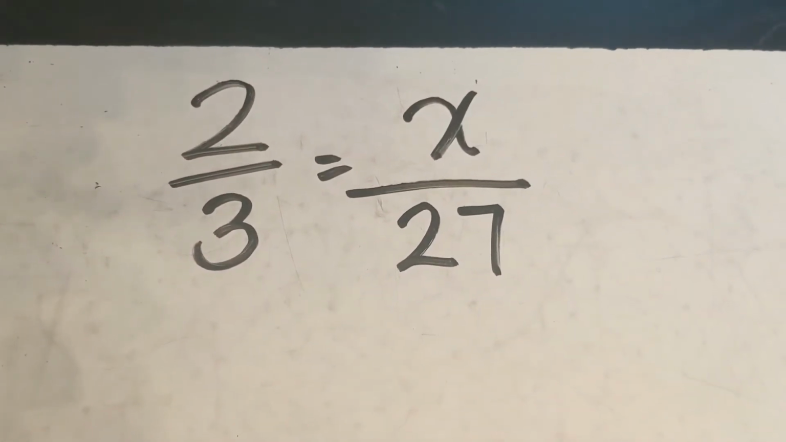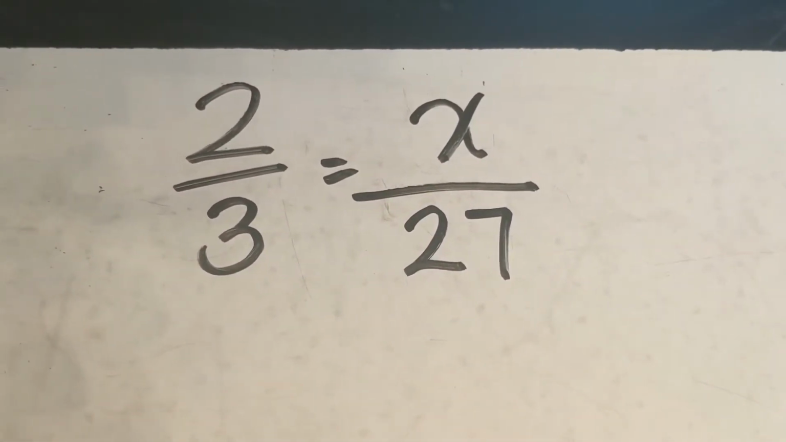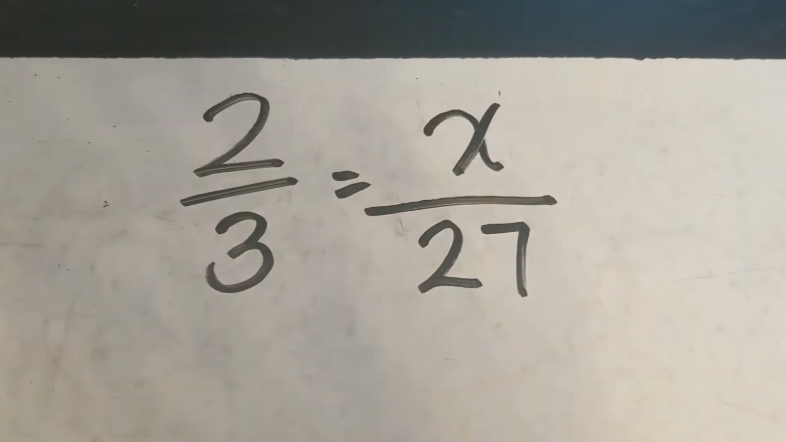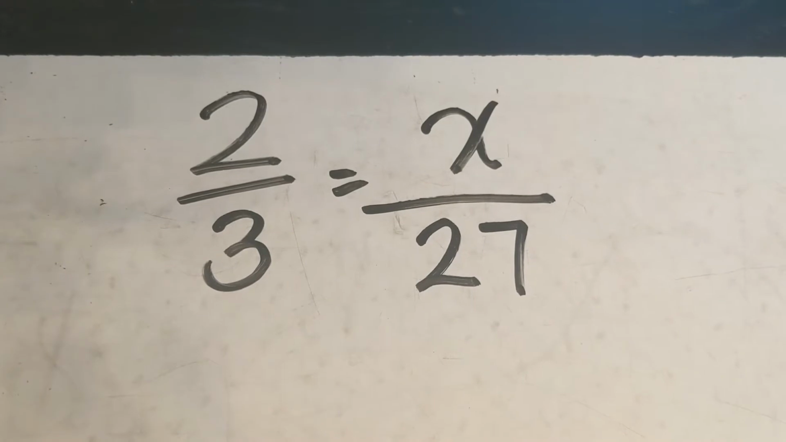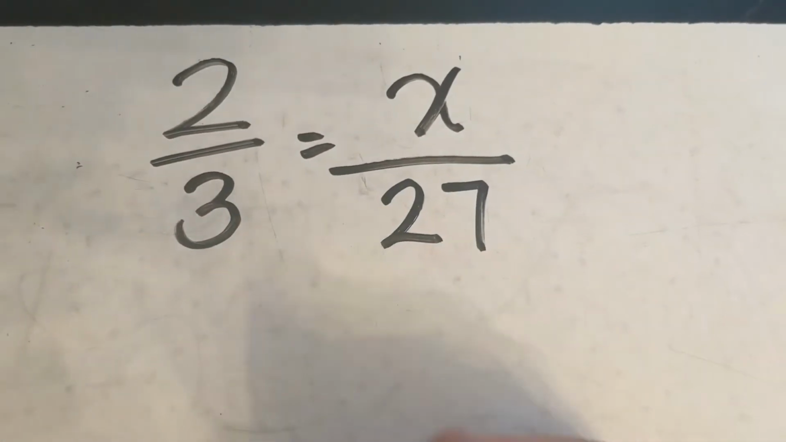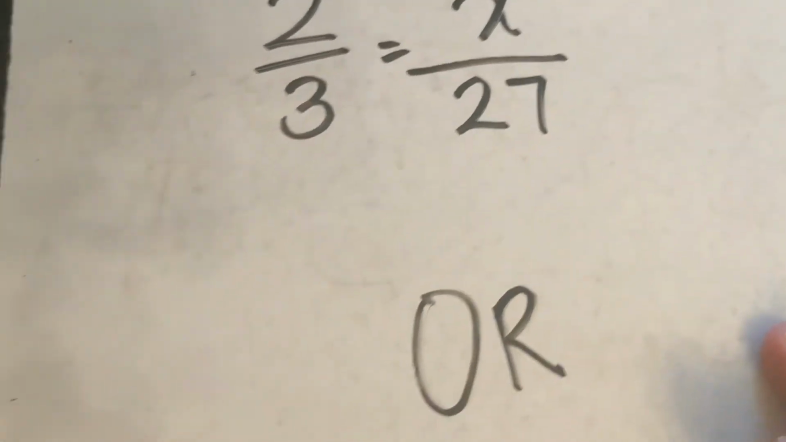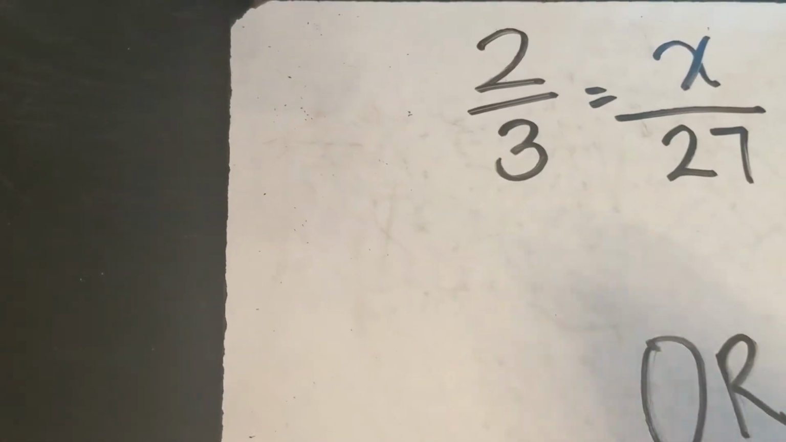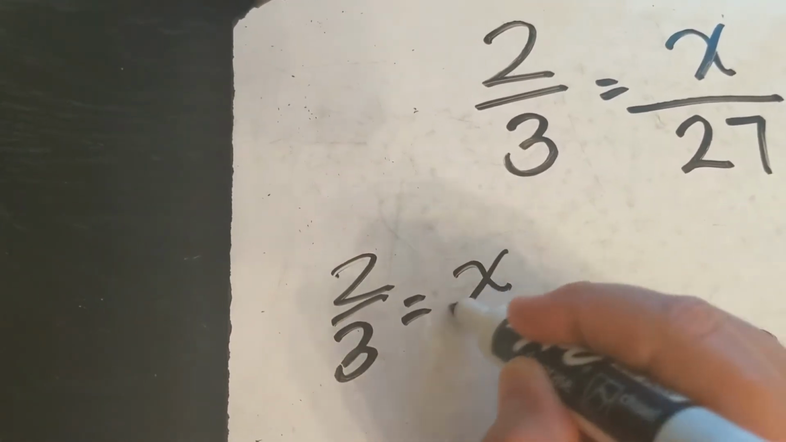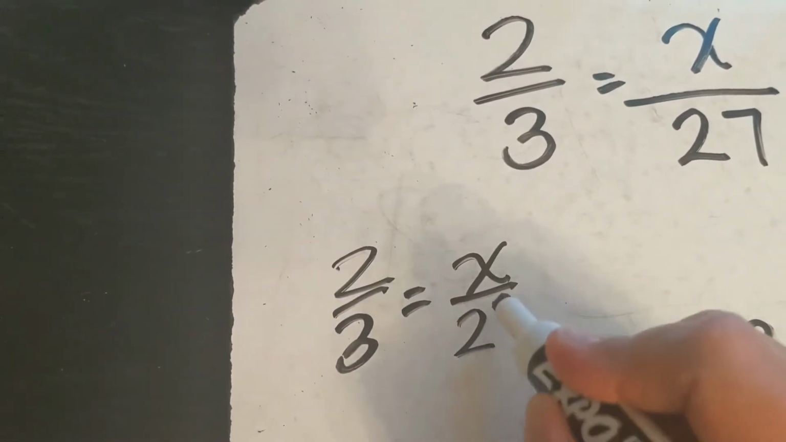Okay, for this example of our ratios and proportions, this would be a proportion right here in the idea that I want to find that unknown. There are two ways we can solve this. So I'm going to show you both ways. Okay, the first one, we can take 2/3 equals x, our unknown, over 27.